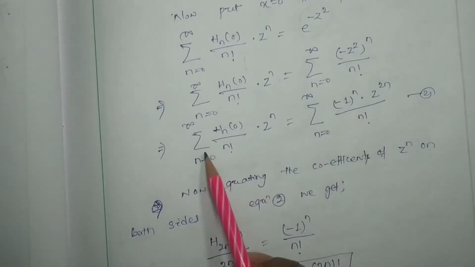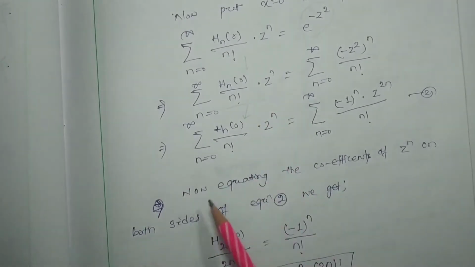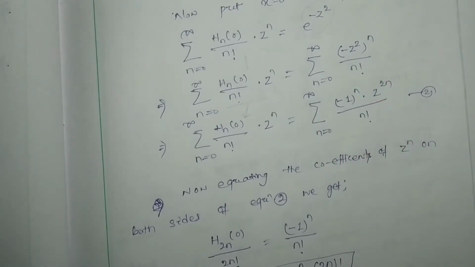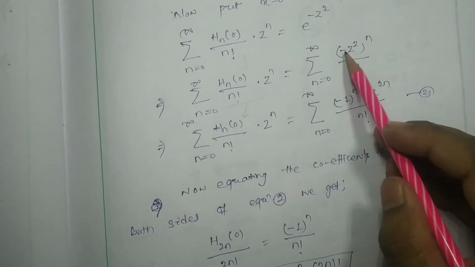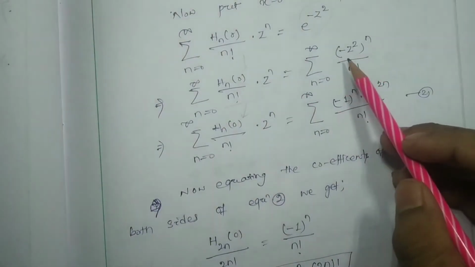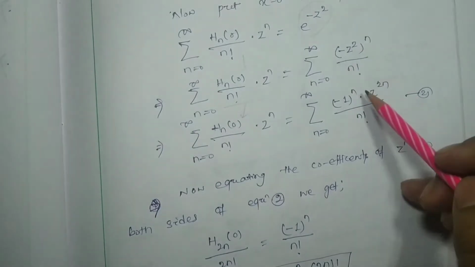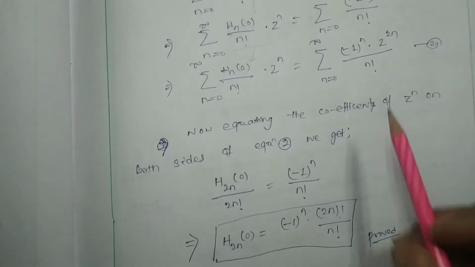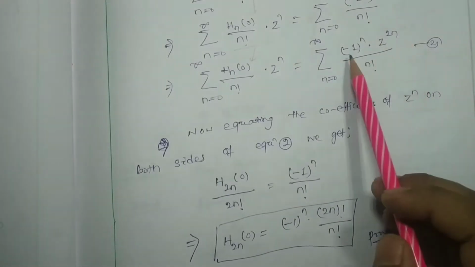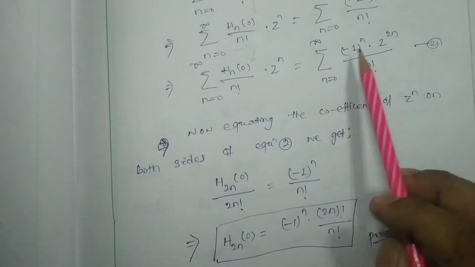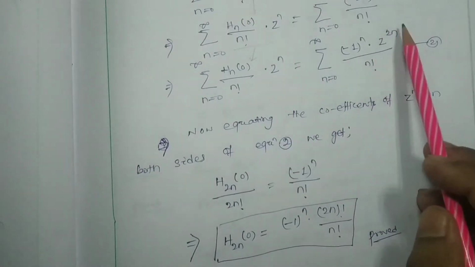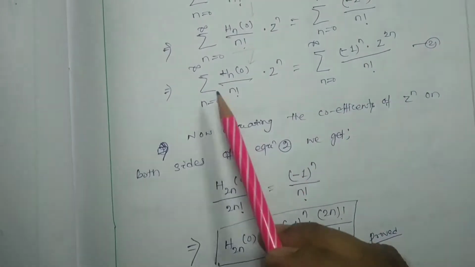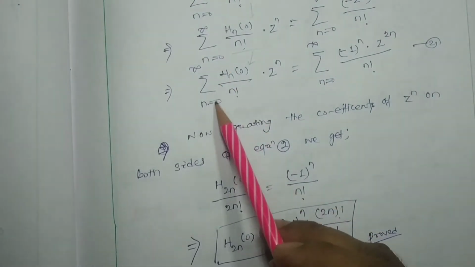So that implies the left hand side is written as usual, nothing changed, is equal to the sum over n equal to 0 to infinity. Here minus 1 is there, so I can take it outside as (-1)^n and we get z^(2n)/n!. Let this be your equation number 2. Now we have to equate the coefficient of z^(2n) on both sides. The coefficient of z^(2n) for the RHS is (-1)^n/n!.